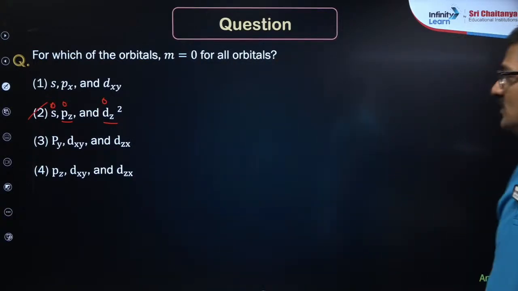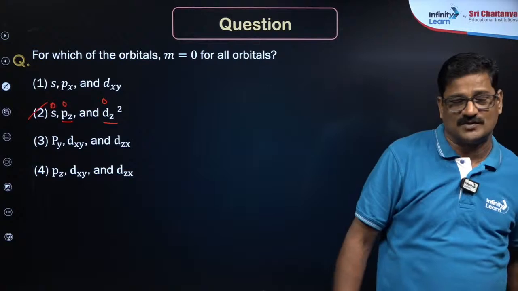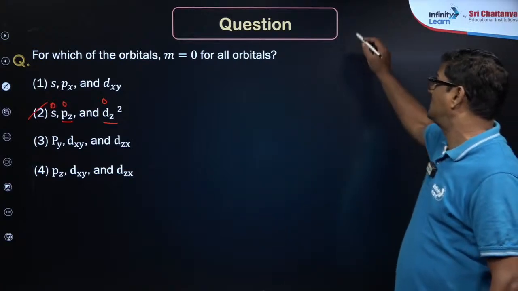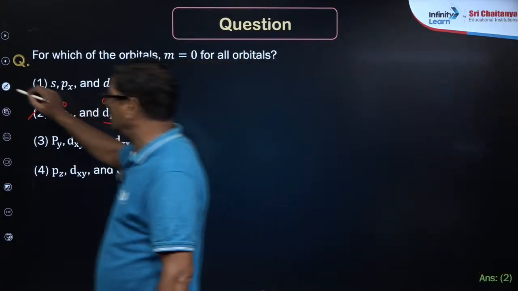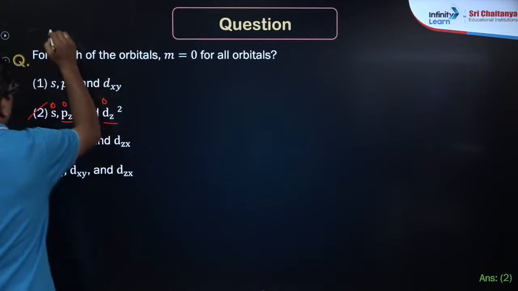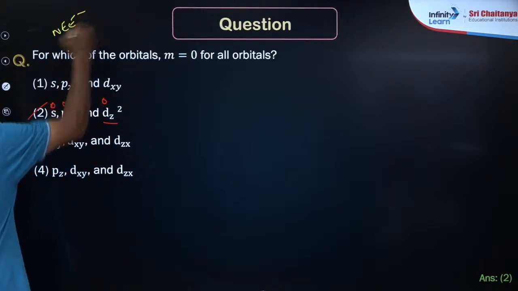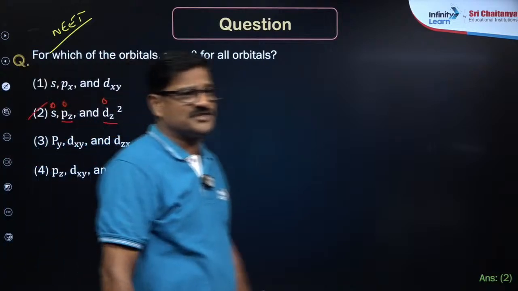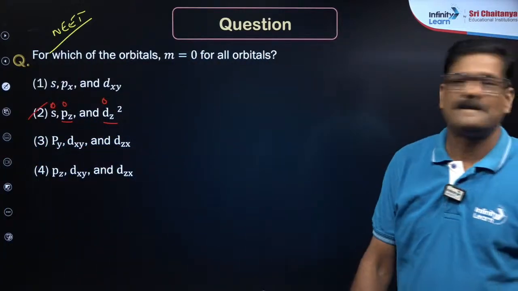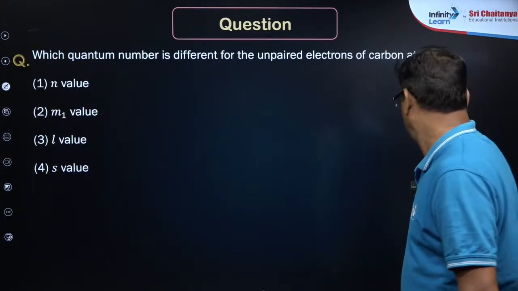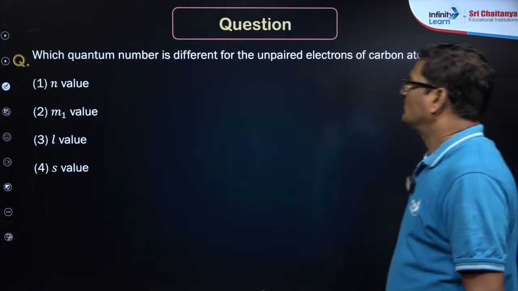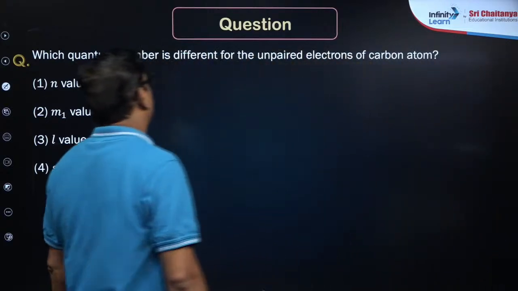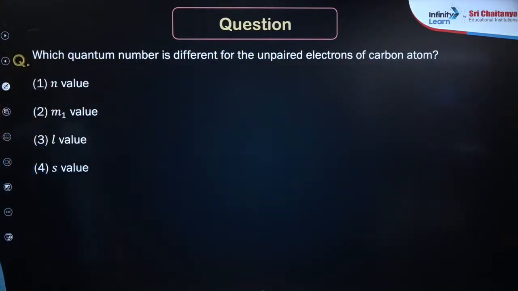My dear students, now the time for multiple choice questions. And when you get a question from this particular concept, definitely you can get a NEET multiple choice. Get ready. Now we are doing, okay, Sterling, are you there? Richa Sharma? Okay. Now, for which quantum number is different from the unpaired electron of the carbon?